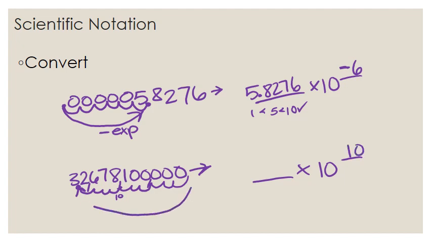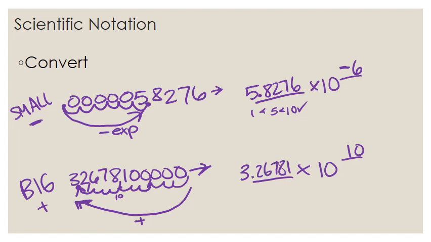Now I moved to the right, or excuse me, to the left. I moved to the left, so I have a positive 10. Because it's a very big number, it's positive. When it's a very small number, is often when we have a negative exponent. Now my new number is 3.26781. You do need all of those digits. Again, you only drop the zeros at the beginning or the end.